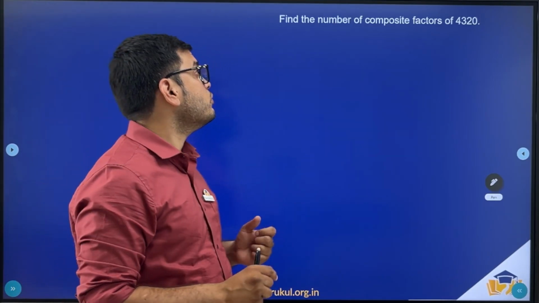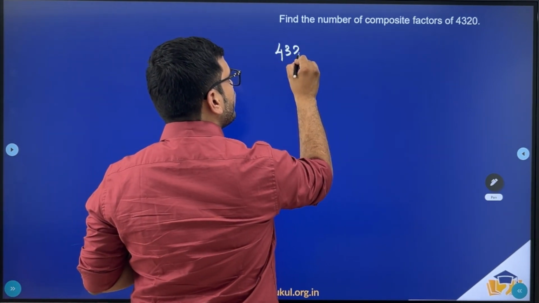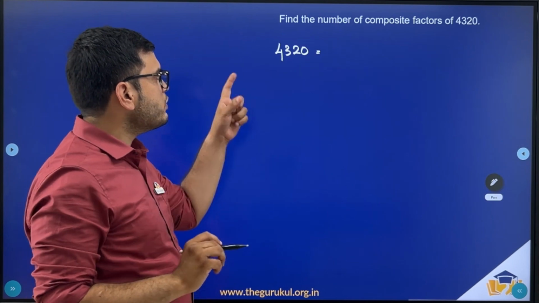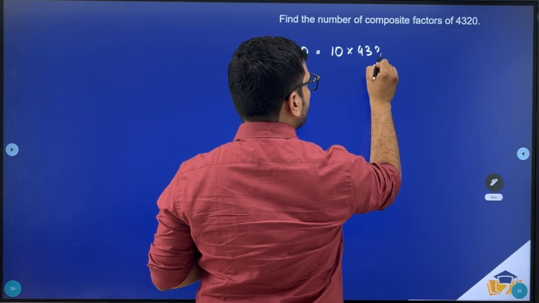Now coming to the second question. Find the number of composite factors of 4320. Right. Now first let me write this as 10 into 432.